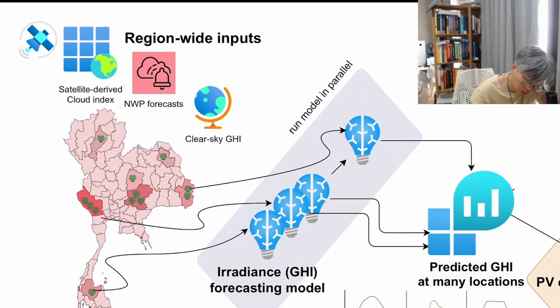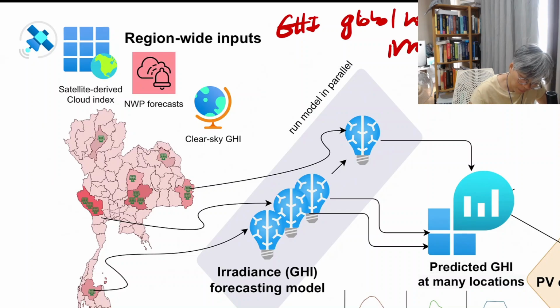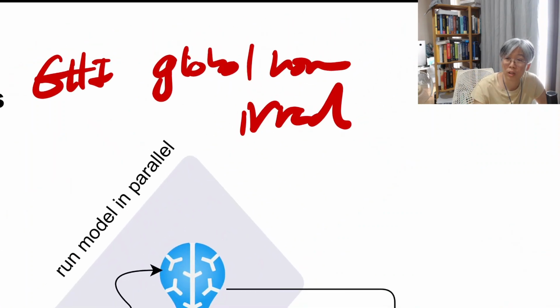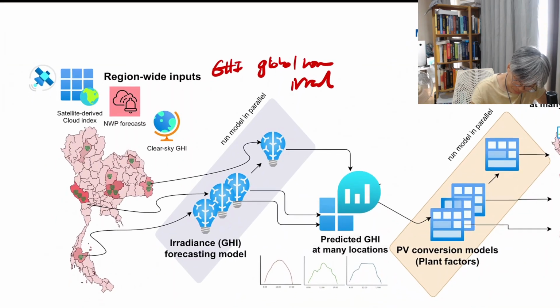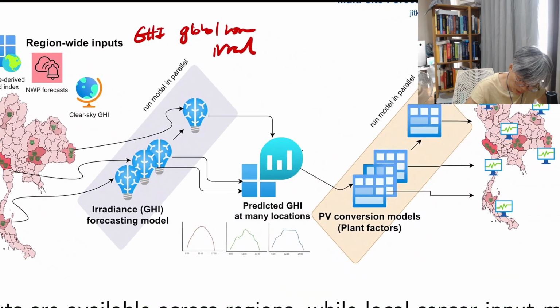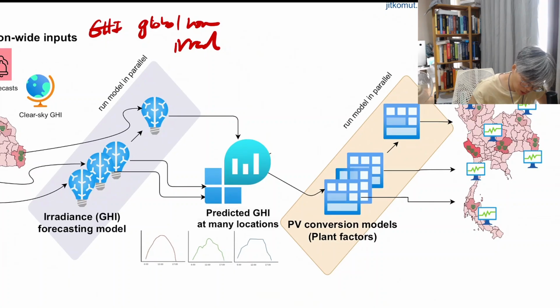GHI is global horizontal irradiance. It's basically the total irradiance amount you can measure from the ground where you install the solar panel. Once you get the predicted GHI at many locations, what you're going to need in your system is also the PV conversion model.